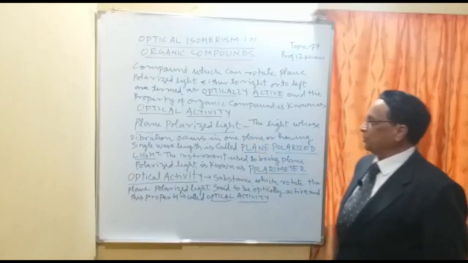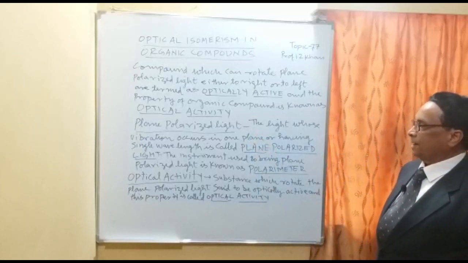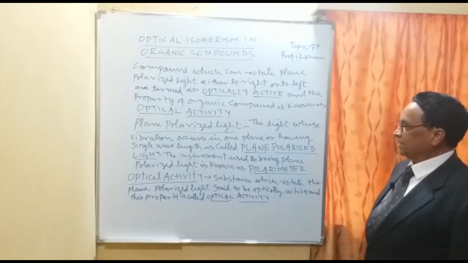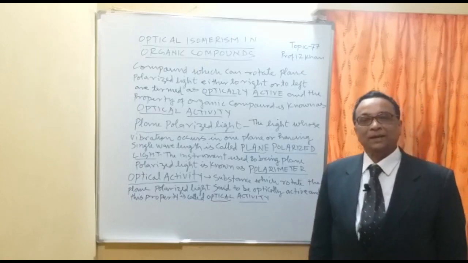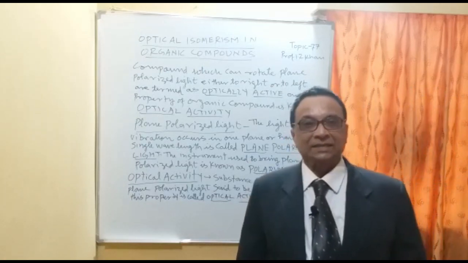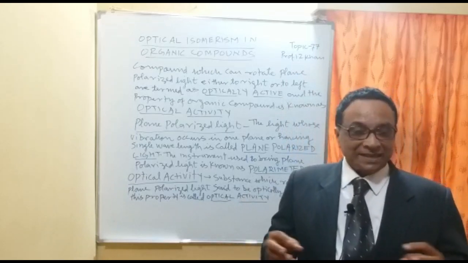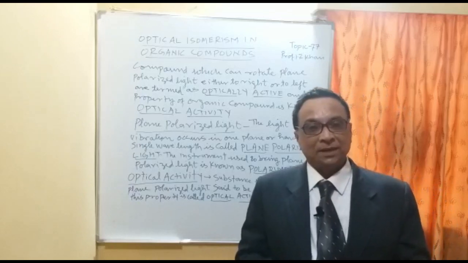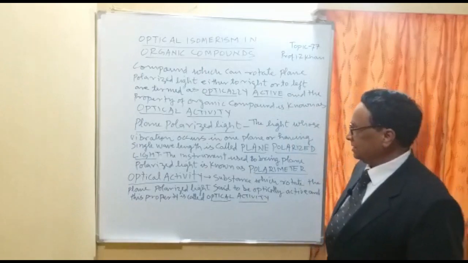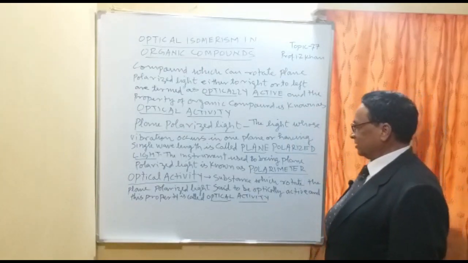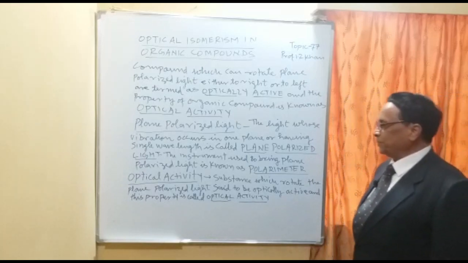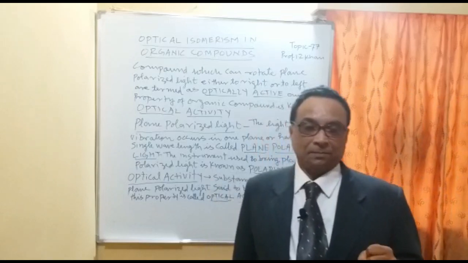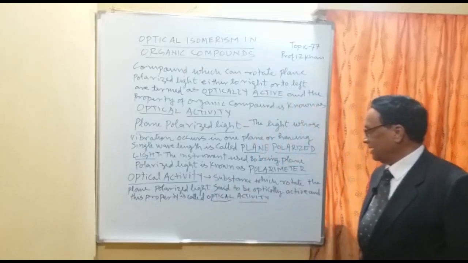Then what is plane polarized light? The light whose vibration occurs in one plane, having a single wavelength, is called plane polarized light. The instrument used to obtain plane polarized light is called a polarimeter. It is a specific instrument in which a nickel prism is fixed inside, and if sunlight is focused on that instrument, it will convert the ordinary light into plane polarized light having a single wavelength. A substance which rotates the plane polarized light is said to be optically active, and this property is called optical activity.